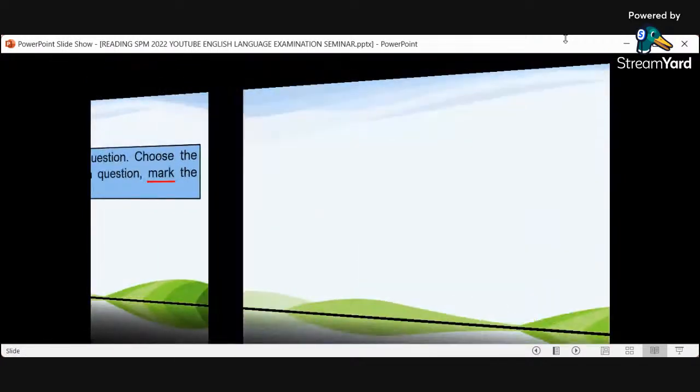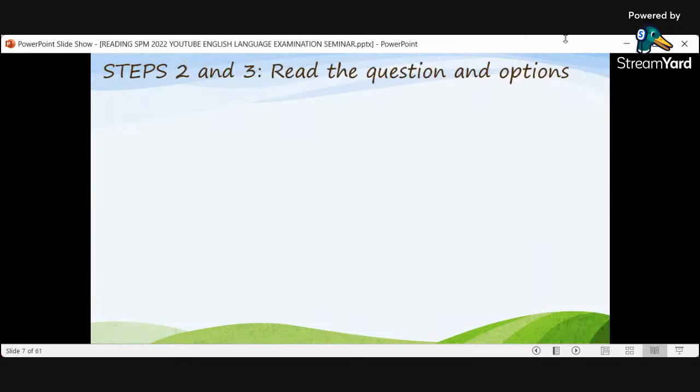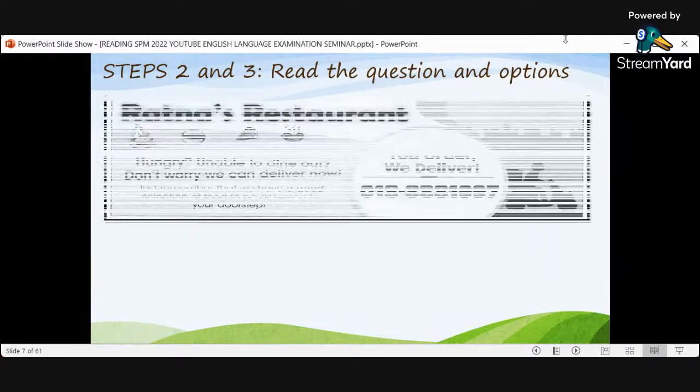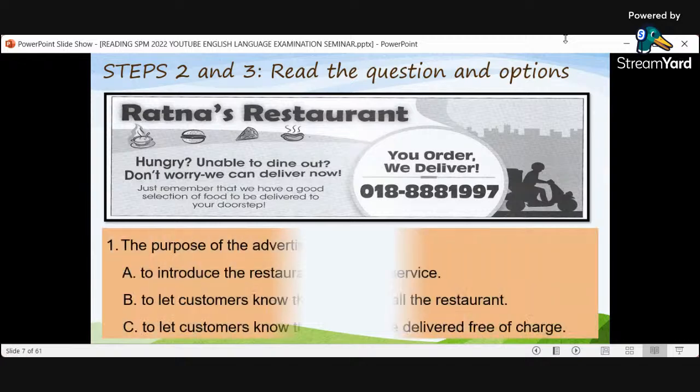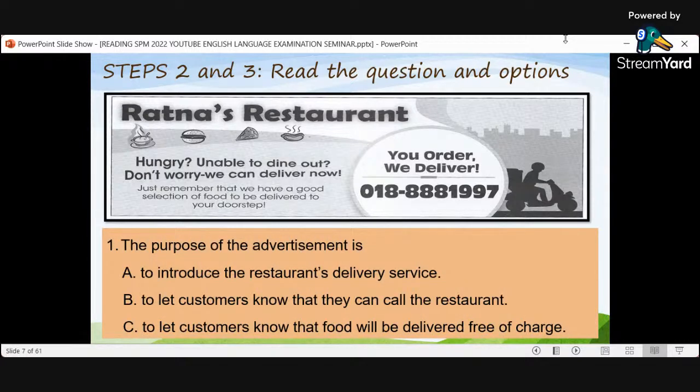Okay? And then you look at steps 2 and 3, read the questions and options. So this is an example of a text given, but I'm not going to look at the text first. I'm going to look at the question. The question asks the purpose of the advertisement. This is reading for main ideas. What's the purpose of the advertisement? So is it to introduce the restaurant delivery service, to let customers know that they can call the restaurant, to let customers know the food will be delivered free of charge?